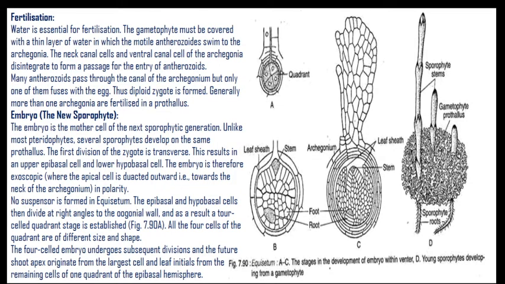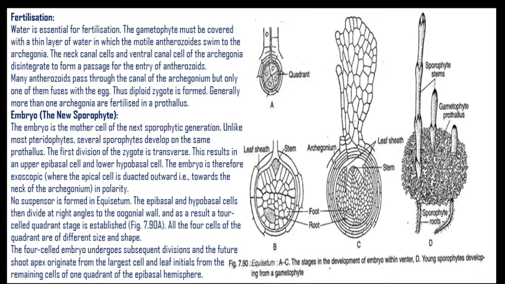Later on, water is essential for fertilization, and thus fertilization starts. At that time the gametophyte must be covered with a thin layer of water in which the motile antherozoids can swim to the archegonia. The neck canal and venter canal cells of the archegonia disintegrate to form a passage for the entry of antherozoids.